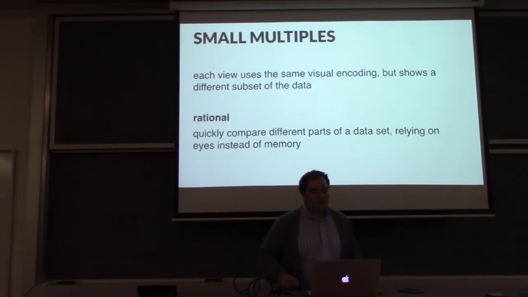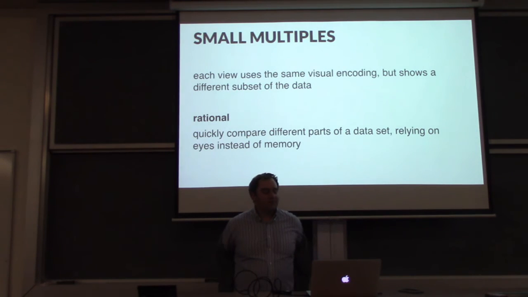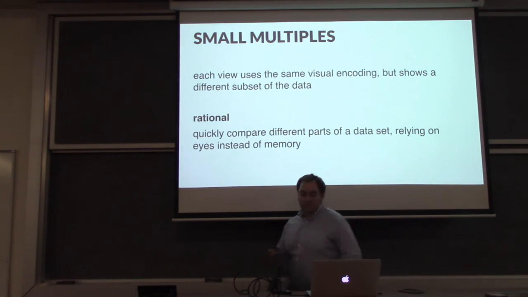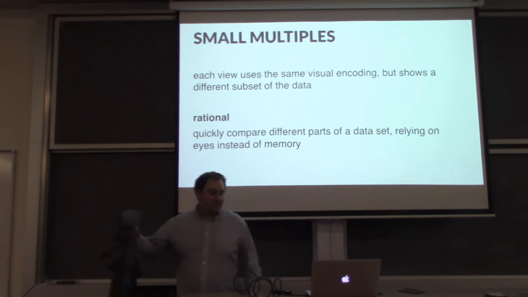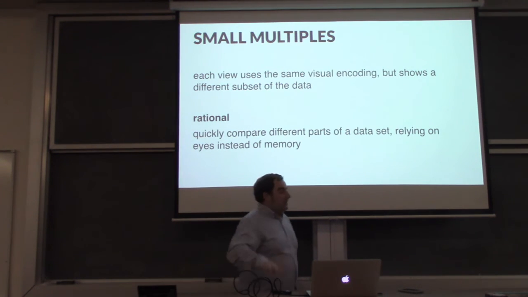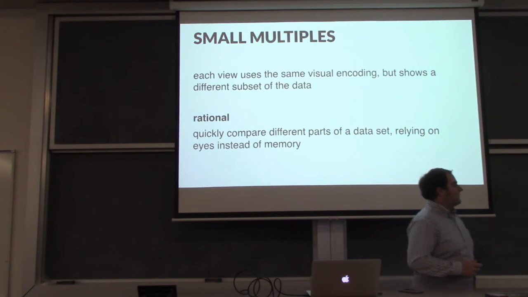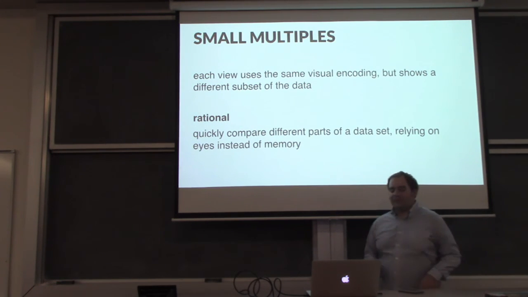Okay, so we already talked briefly about small multiples. Small multiples is the idea that each view uses the same visual encoding, but shows a different subset of the data. The rationale for this is to quickly be able to compare different parts of a data set, relying on eyes instead of memory.